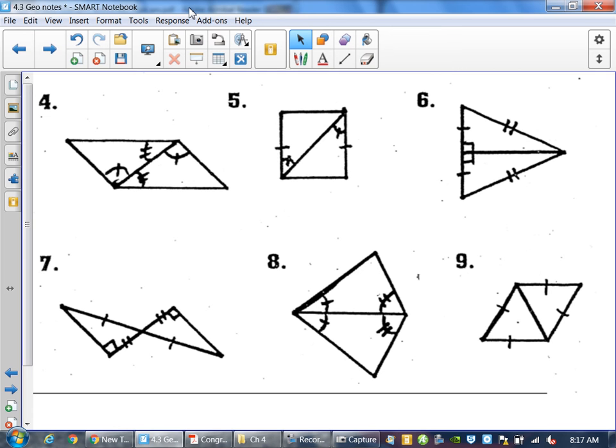Now, one of the things that you guys might have been able to notice is that there are going to be times where you can use multiple setups. There are more than one ways to show these things sometimes.